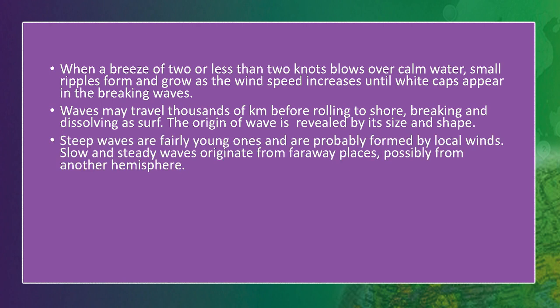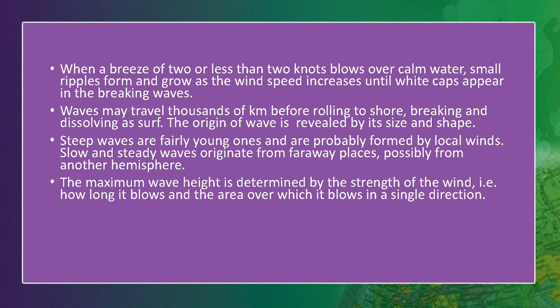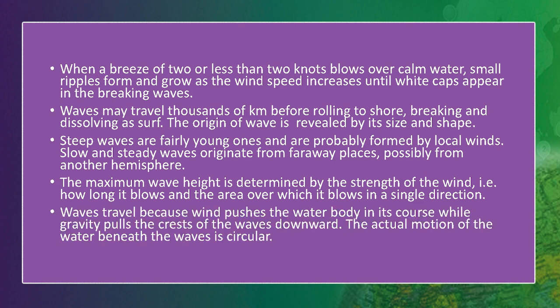Steep waves are fairly young ones and are probably formed by local winds. Slow and steady waves originate from far away places, possibly from another hemisphere. Now we will talk about the maximum wave height, which is determined by the strength of the wind, how long it blows, and the area over which it blows in a single direction. Waves travel because wind pushes the water body in its course, while gravity pulls the crest of the waves downward. The actual motion of the water beneath the waves is circular.